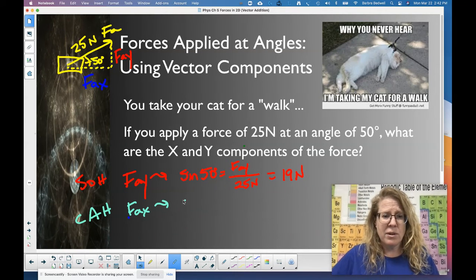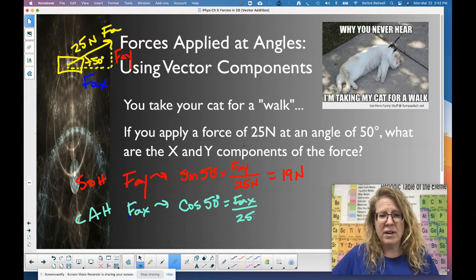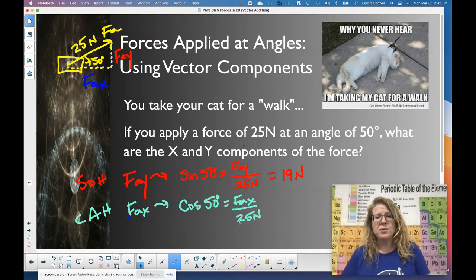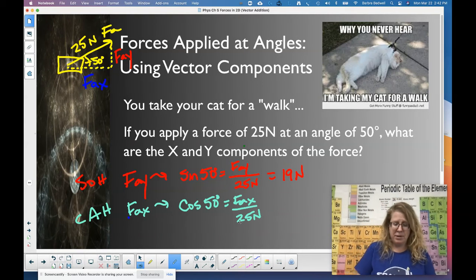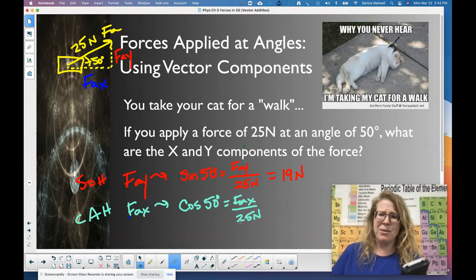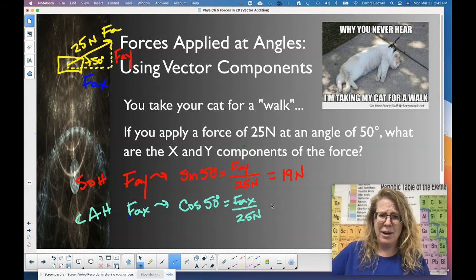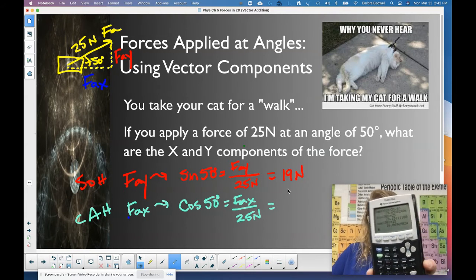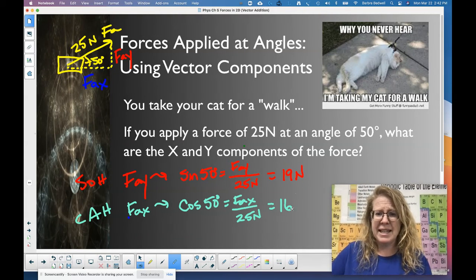That's pretty easy. So cosine of 50 degrees is equal to Fax over 25 newtons. Again, the x component is adjacent, and the 25 newtons is Fa. It's the hypotenuse. So cosine of 50 times 25. And again, you get pretty good at saying, well, I use sine for one, it's got to be cosine for the other one. So in this particular case, it is 16.06 something or other, so 16 newtons.